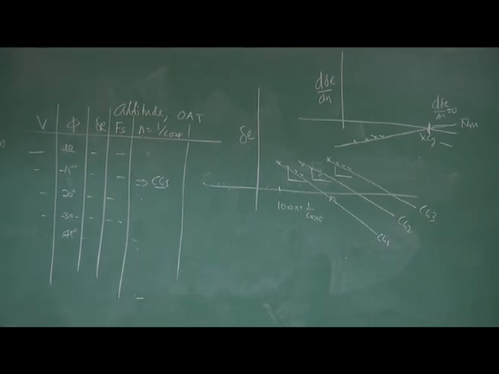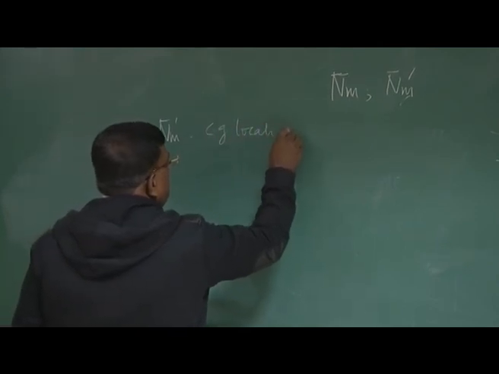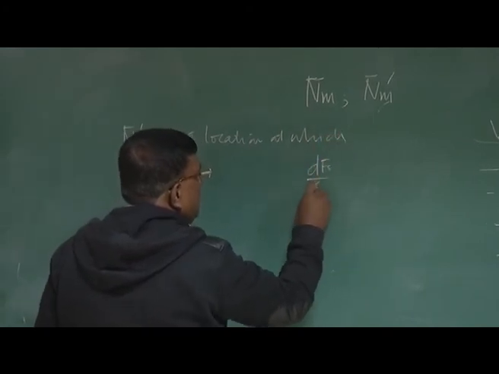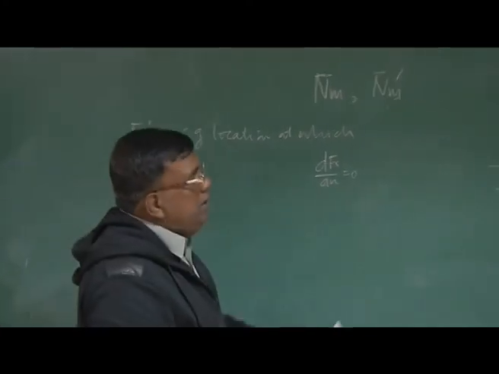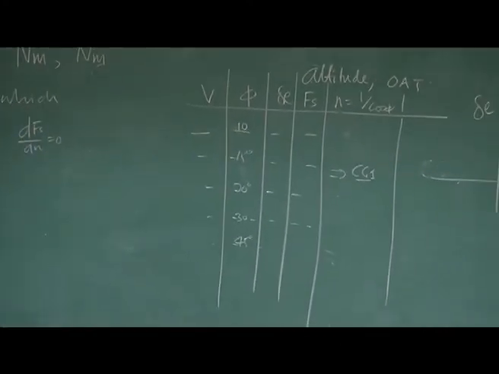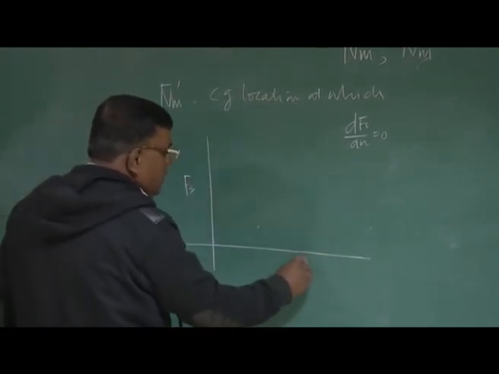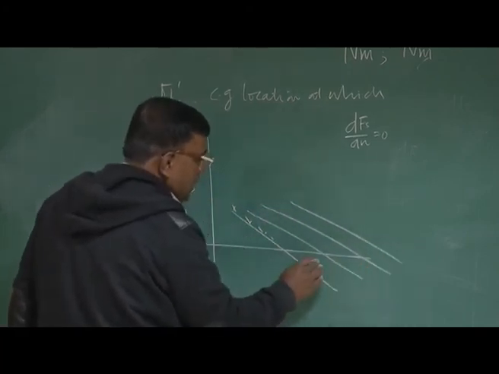For stick free, what you have to do? You should be smart now. You know, stick free maneuvering point, say nm prime, is that CG location at which dFs by dn equals 0. There is no problem in that. We have already measured Fs through our stick using strain gauges. So I'll plot again Fs versus n for different CG locations as we have done for delta E.